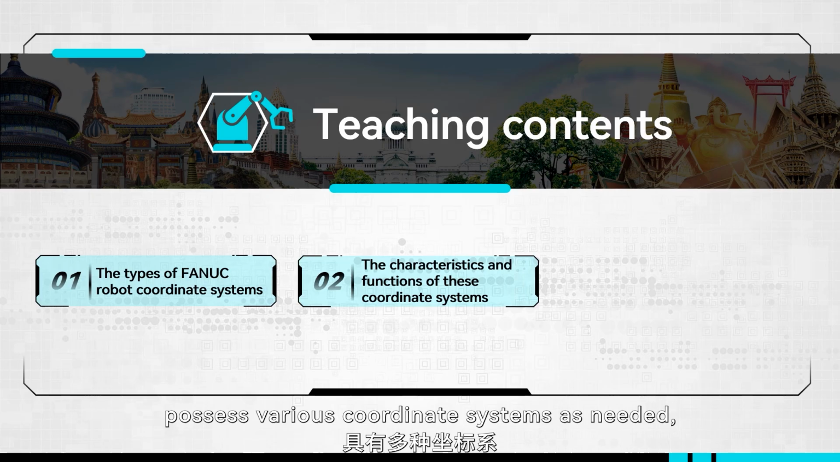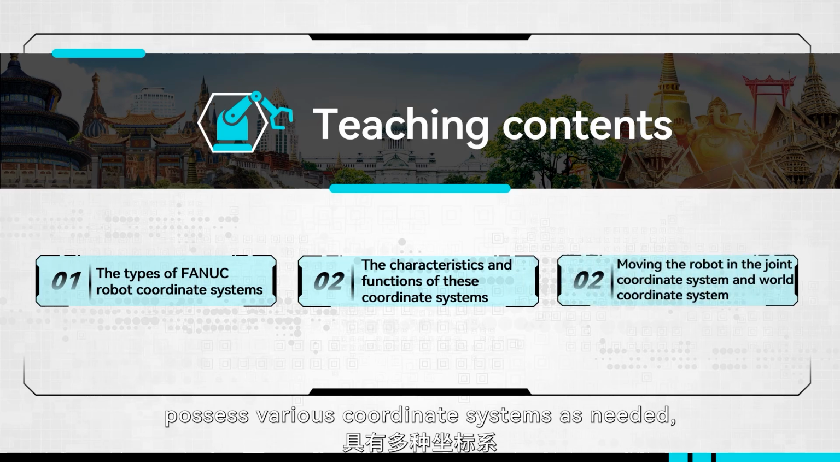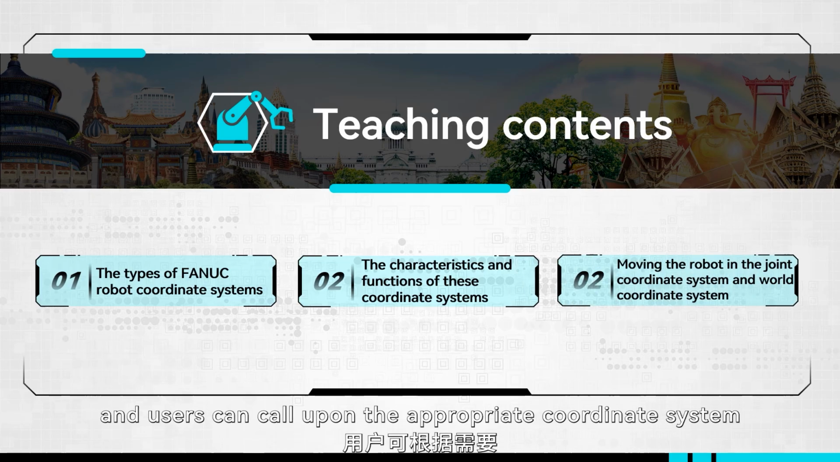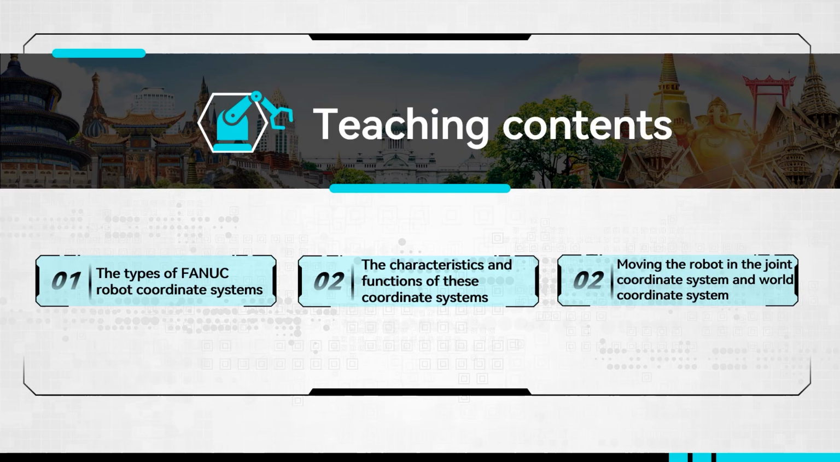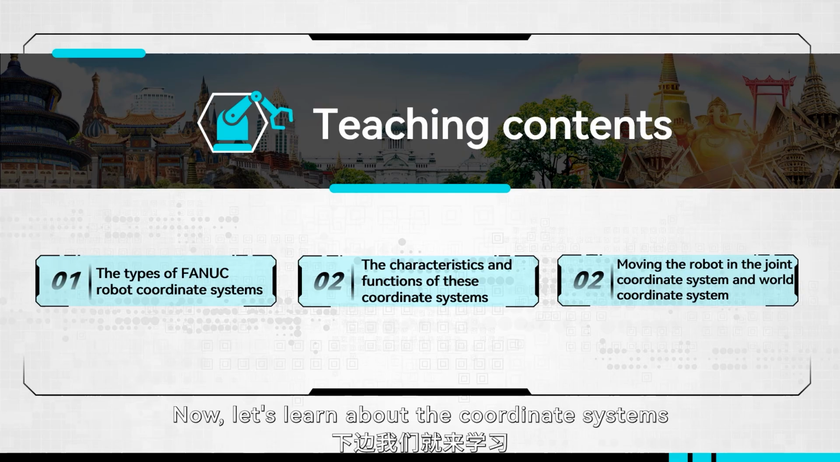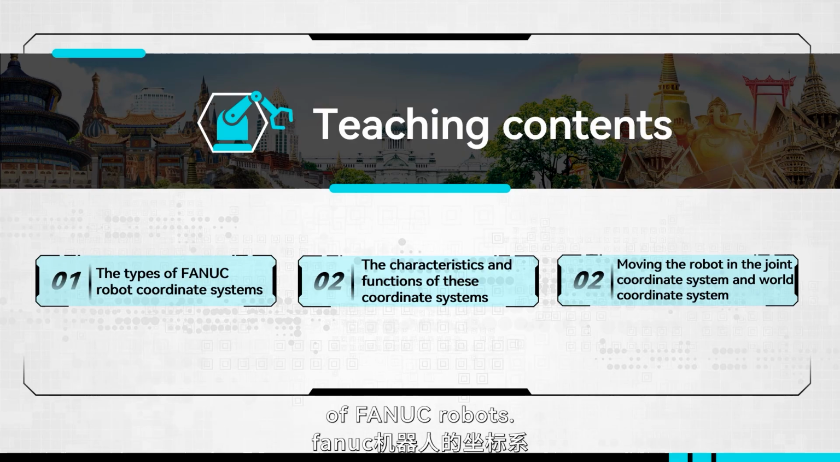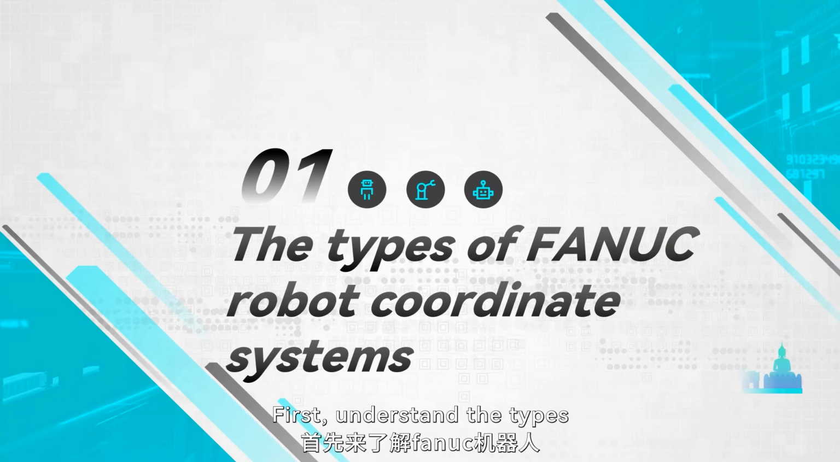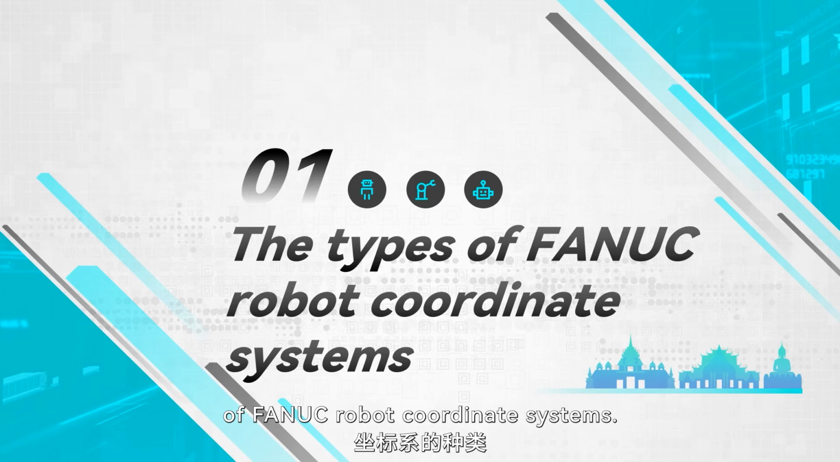Industrial robots possess various coordinate systems as needed, and users can call upon the appropriate coordinate system as required. Now, let's learn about the coordinate systems of FANUC robots. First, understand the types of FANUC robot coordinate systems.